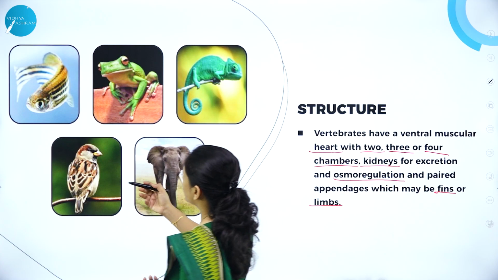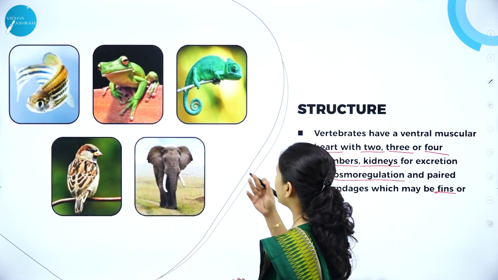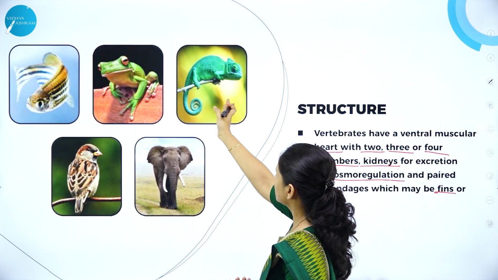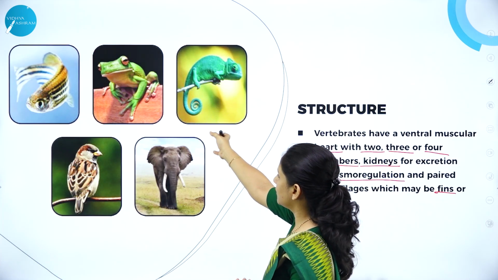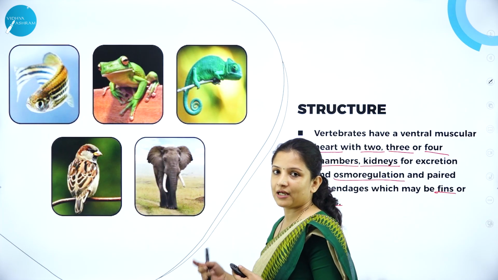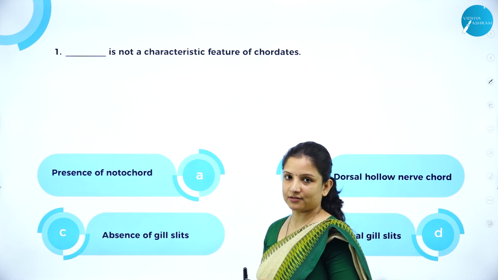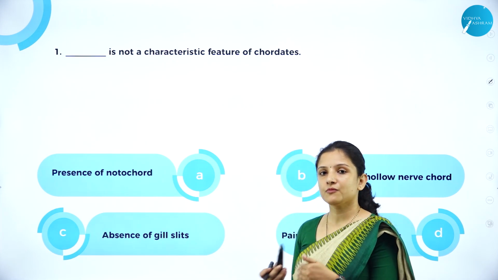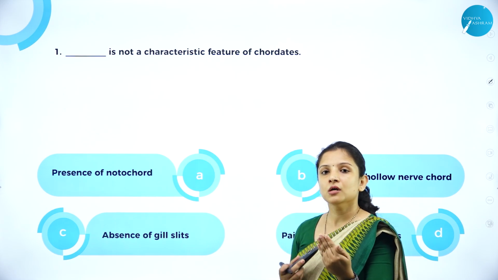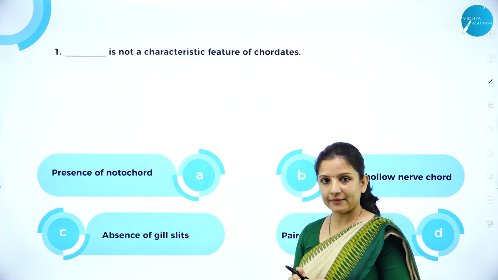You can see the appendages here. Fishes and the like have fins for movement, and amphibians like the frog, reptiles like the chameleon, aves like the sparrow here, and mammals like the elephant all have limbs for movement. So now we know about the general characteristics, and we came to know the difference between urochordata and vertebrata. Now let's look into some MCQs.